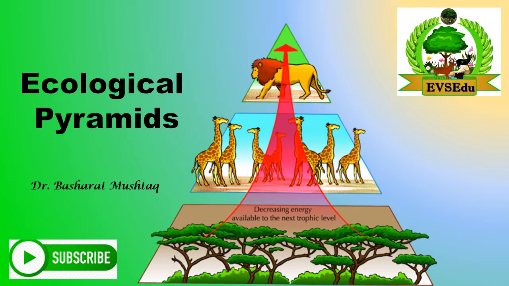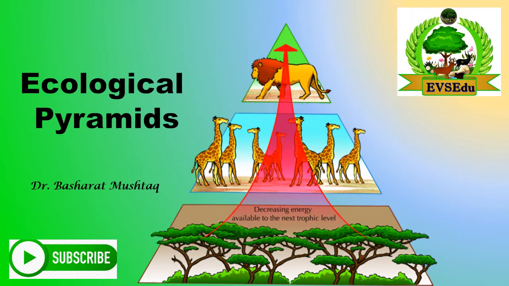Trophic structure can be measured and described either in terms of the standing crop per unit area or in terms of energy fixed per unit area per unit time. I repeat, trophic structure can be measured and described either in terms of the standing crop per unit area or in terms of the energy fixed per unit area per unit time.